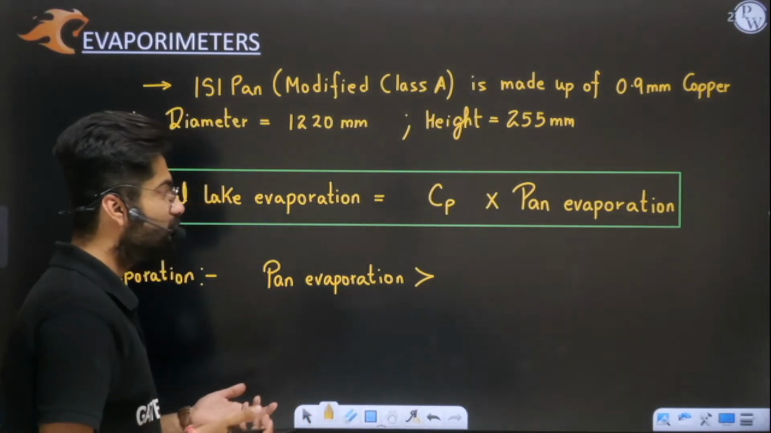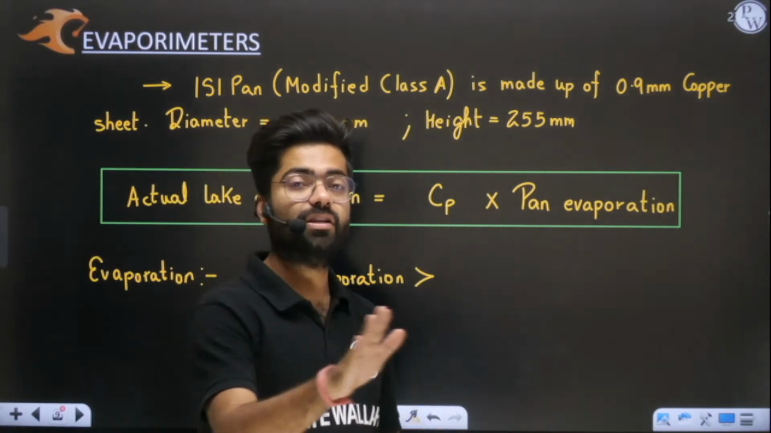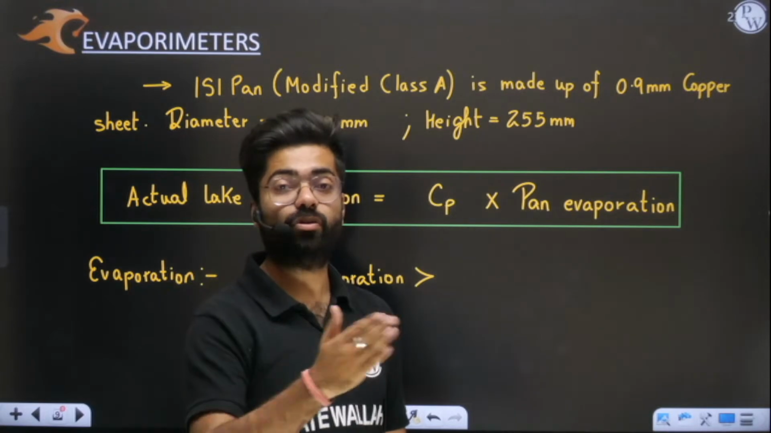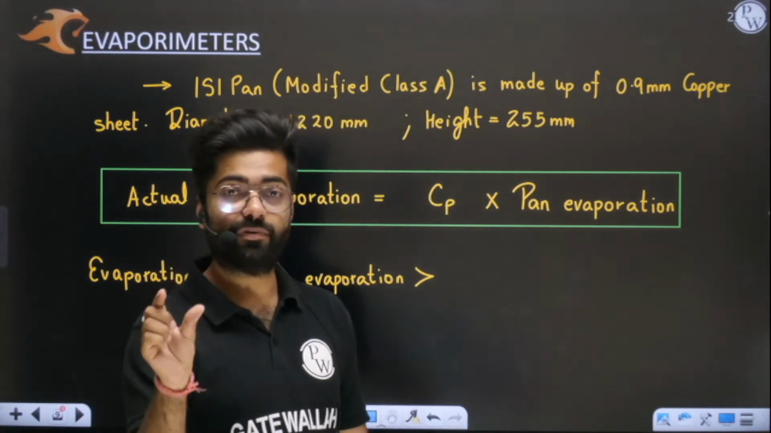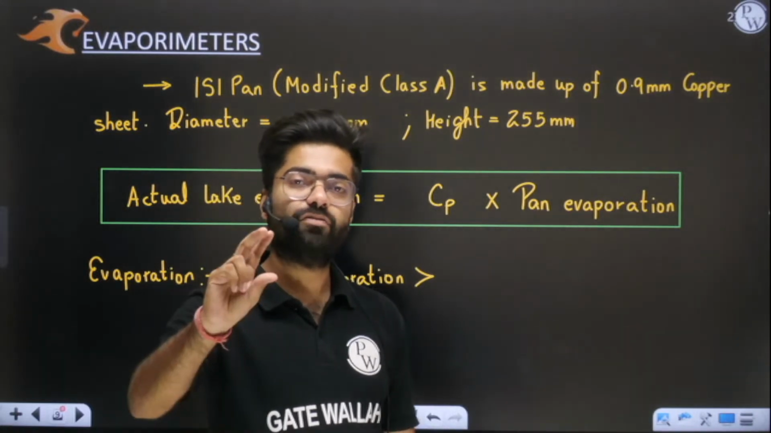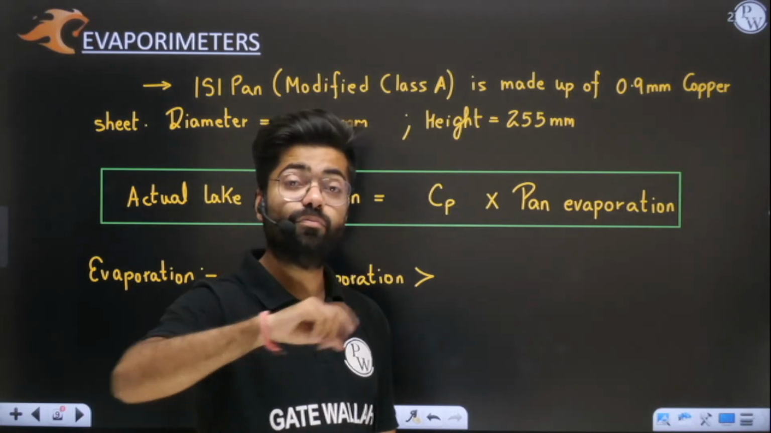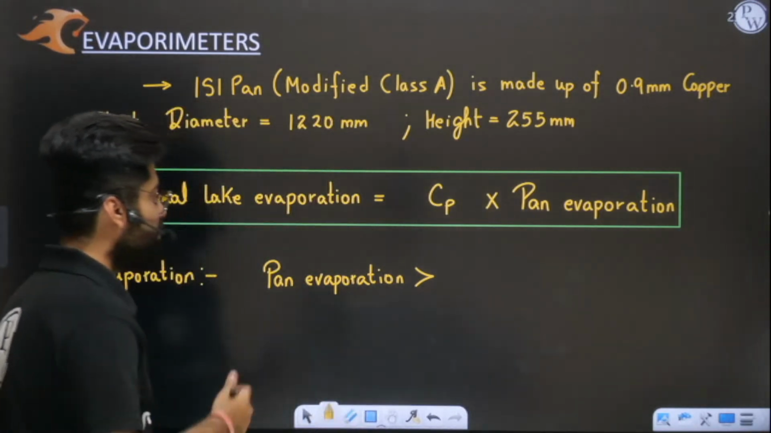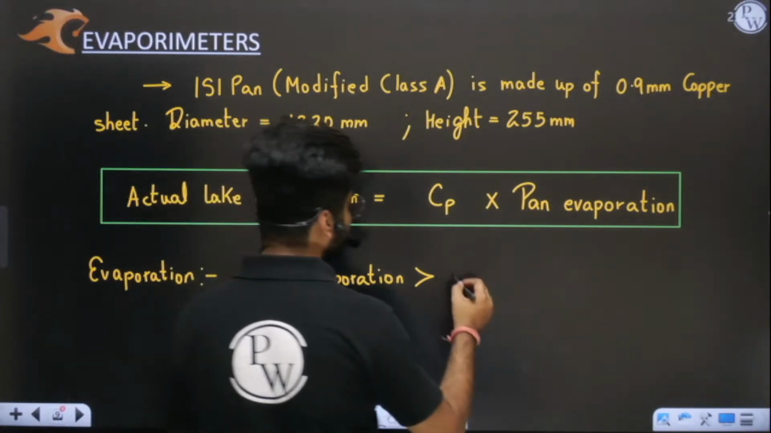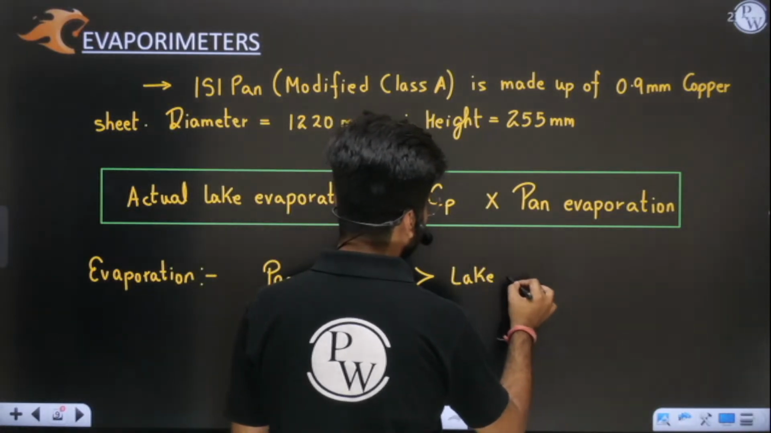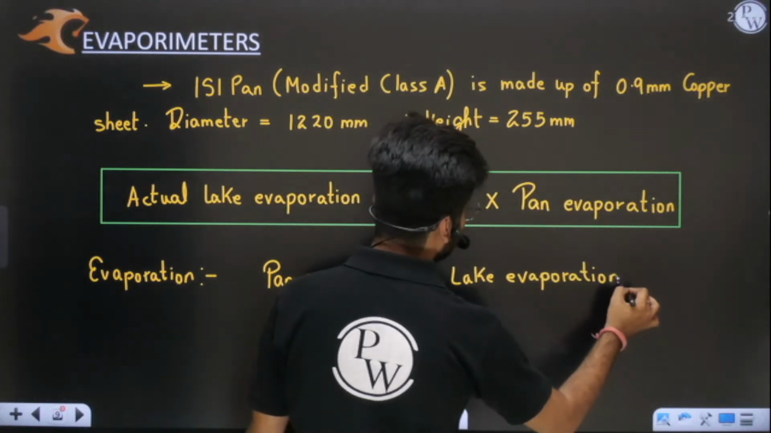But you all know that the lake is not made out of metal. In the lake, the surrounding is made out of soil. Yes or no? There is a difference between soil and metal. Soil will behave differently and metal will behave differently. Metal will give you more evaporation because it perceives temperature or heat quickly. So pan evaporation is more as compared to lake evaporation. After many observations, listen very carefully.